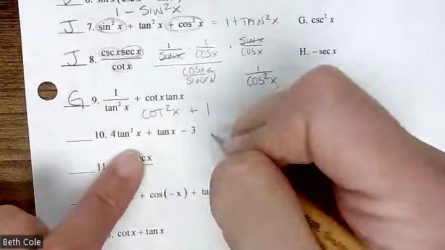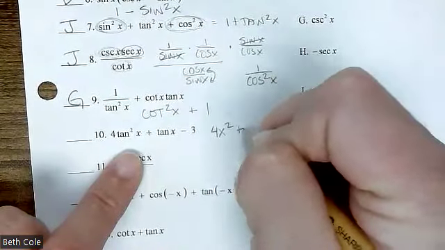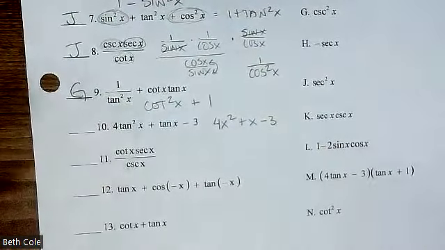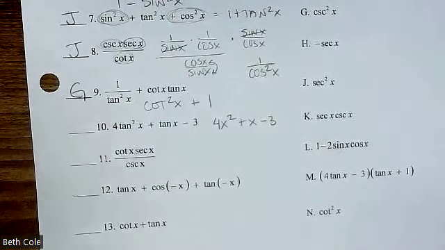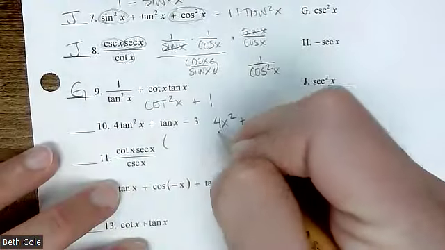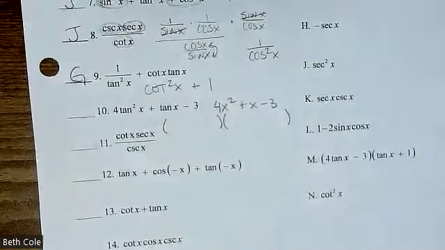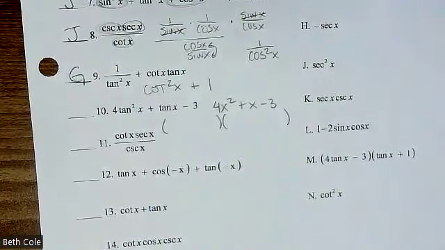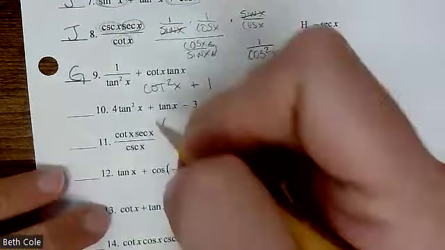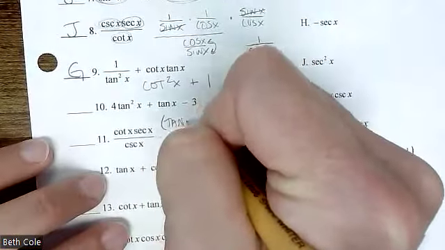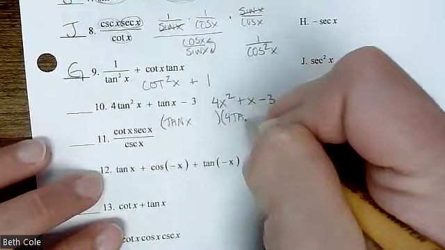All right, this one, you want to view it like this. 4x squared plus x minus 3, and you do your factoring. It's just instead of x, it's tangent of x. So we're going to draw our 2 parentheses. Looking at this one, how would you want to split up the 4? Would you want to do 1 times 4 or 2 times 2? Yeah, 1 and 4. It's just instead of 1x and 4x, it's 1 tangent x and 4 tangent x.